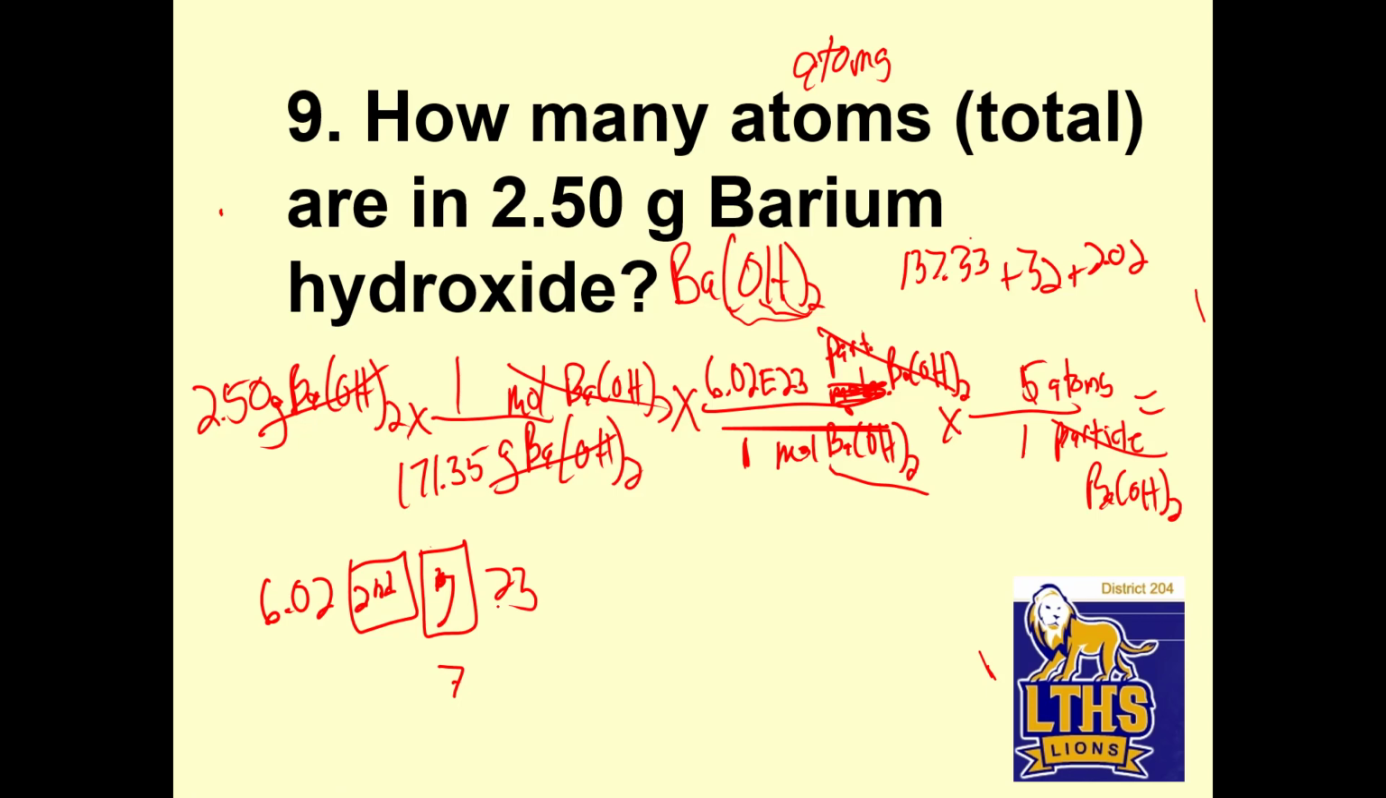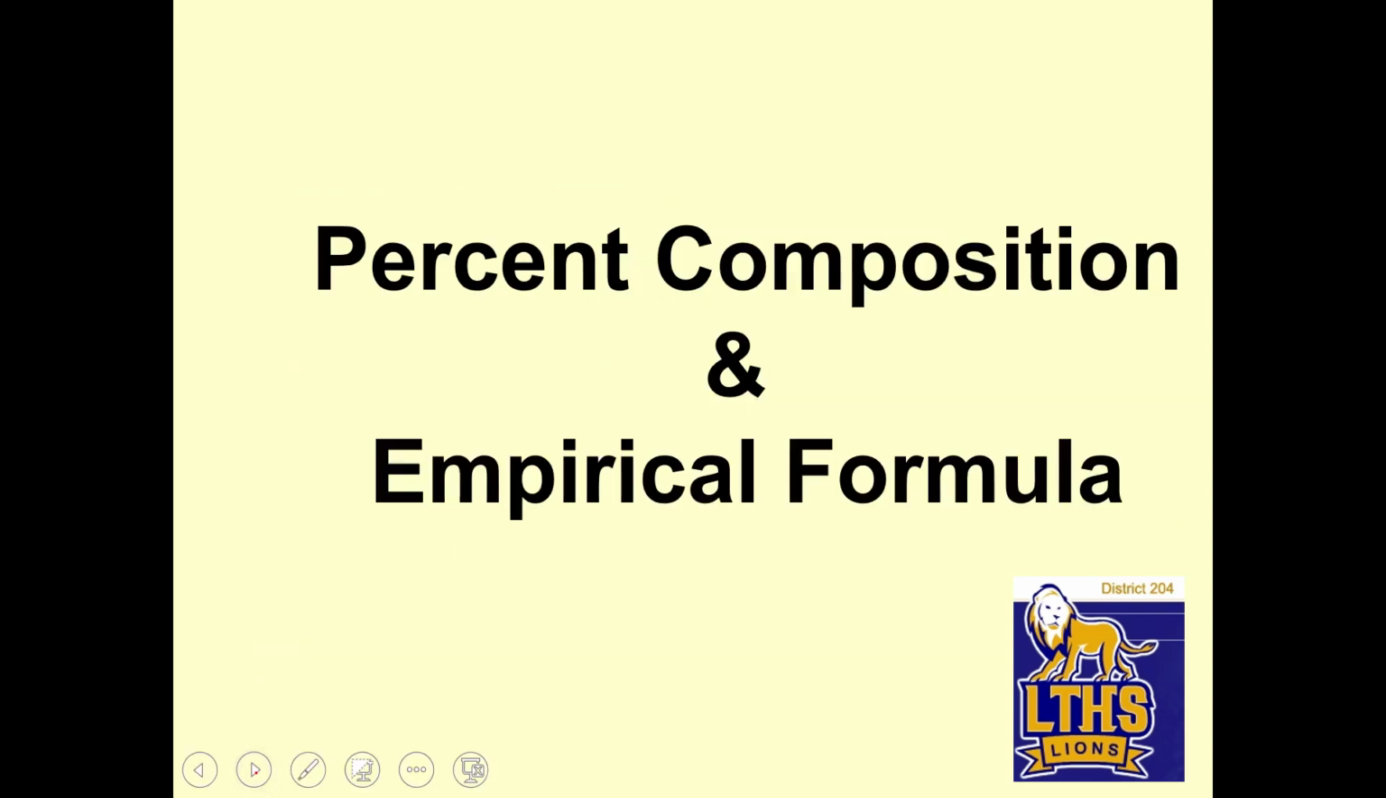So let's put it on a calculator. 2.5 divided by 171.35 times 6.02 second comma 23 times 5. And my answer is 4.39E22. Boom!